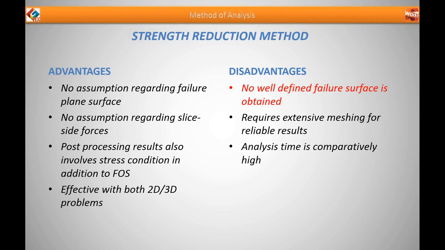Now the disadvantage of strength reduction method is that no well-defined failure surface is obtained, whereas in limit equilibrium method you define the failure surface, so you can say that the soil is going to fail in that particular manner. Also it requires extensive meshing for reliable results, and comparatively the analysis time also becomes high.